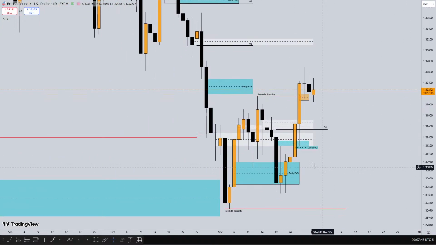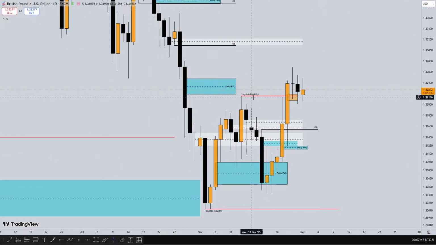GBP USD. Last week, price took out the buy side liquidity, shift in structure. Here was the initial shift in structure. This was just a trend continuation. We're expecting this daily fair value gap that led to this swing high. Price formed the swing high, retracement.